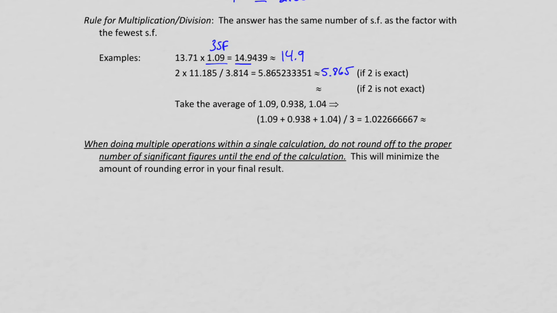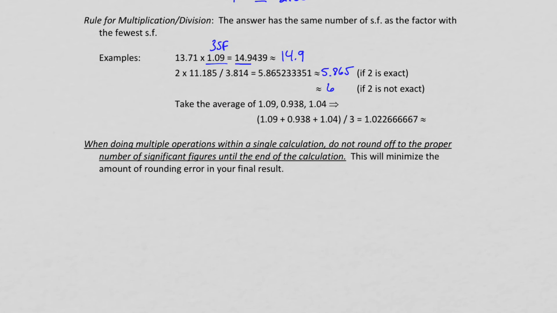If 2 is not exact, we can only report our answer to 1 significant figure, so we would have to say that it was 6. Now let's say we're taking the average of something. We're adding things together and we're dividing, right? Now, spoiler alert, dividing by 3 does not mean I can only report my answer to 1 significant figure. Since it's averaging, that's a little bit different of a story, right?